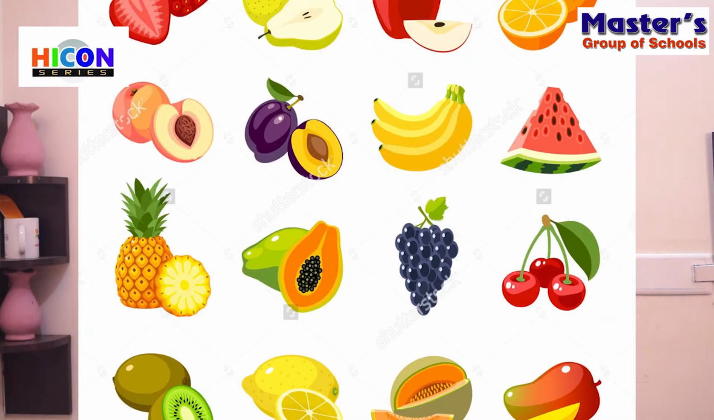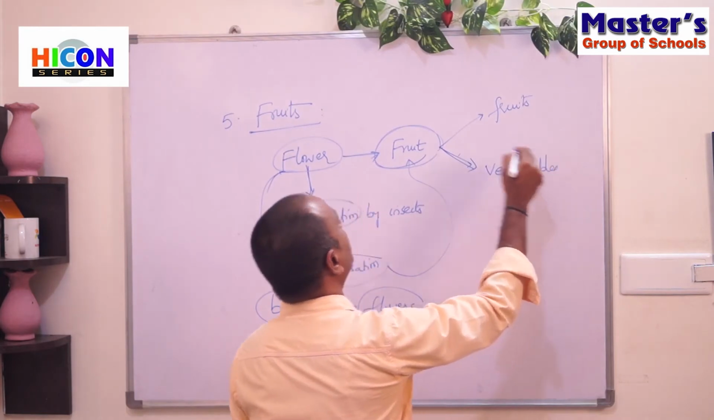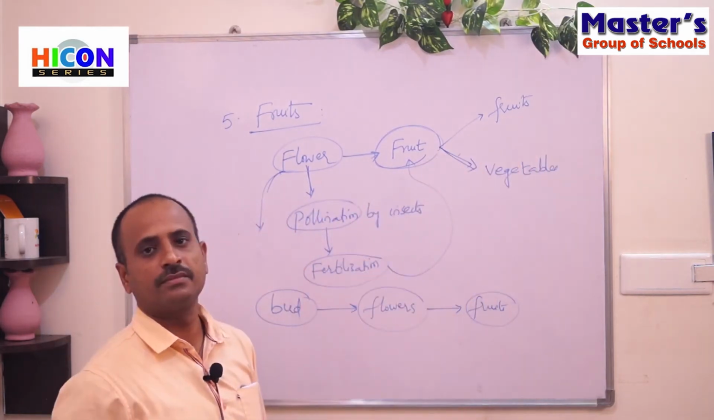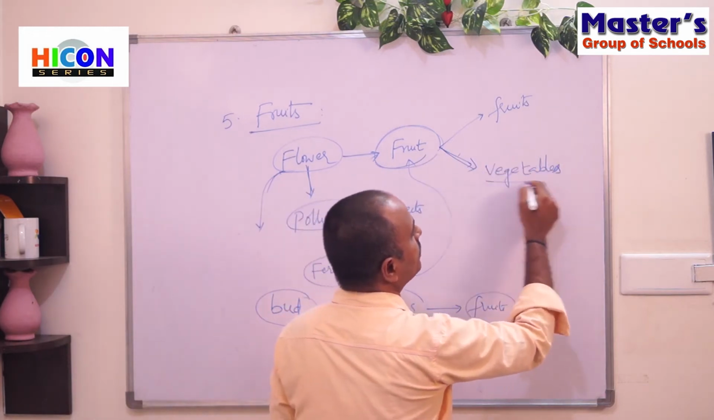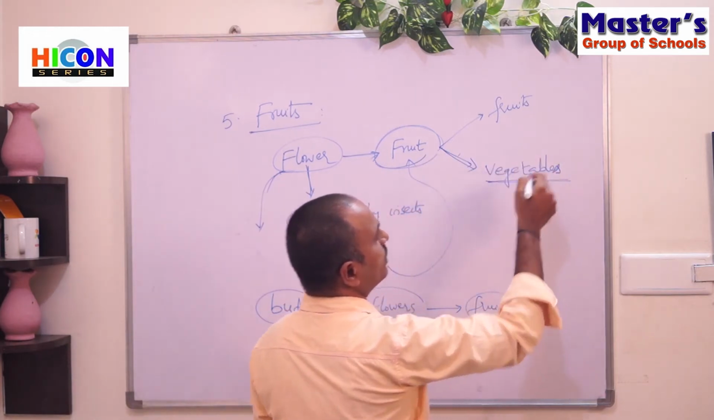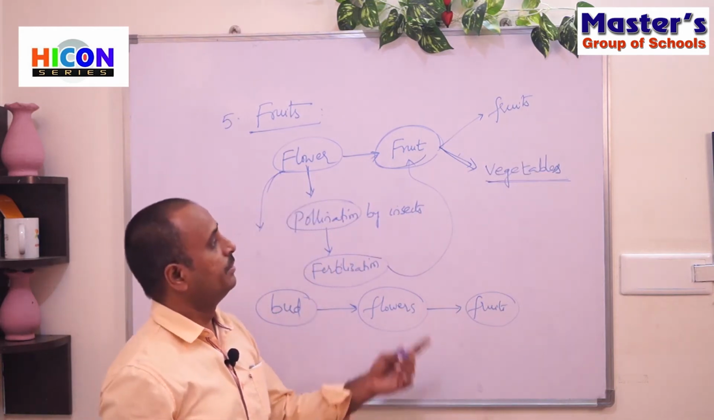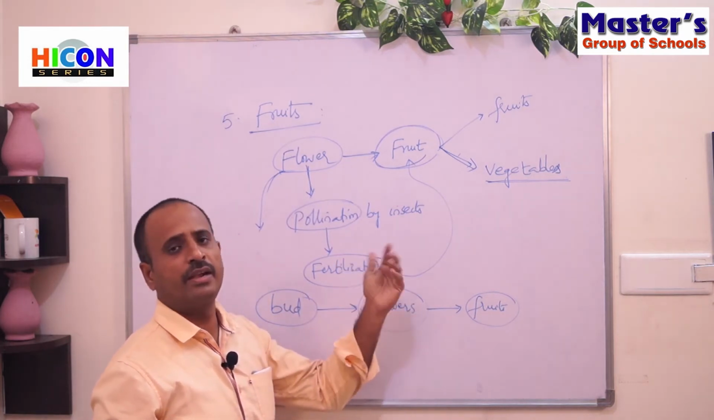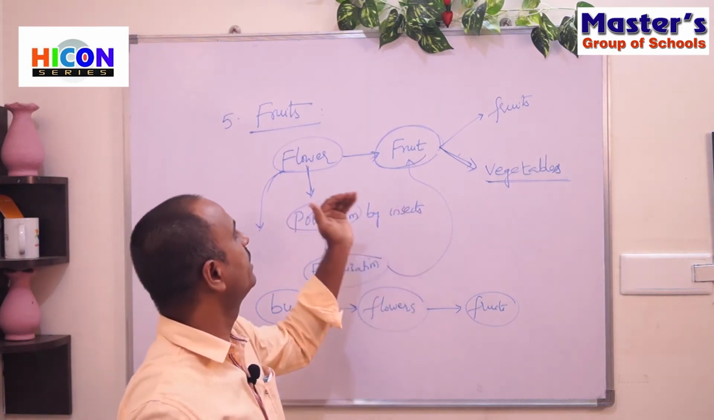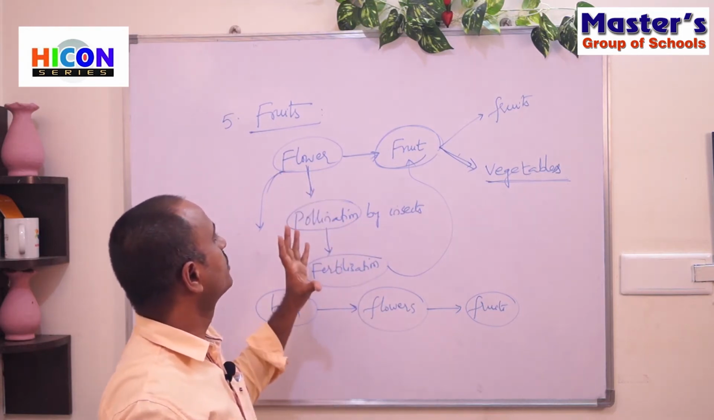And another type of fruit given by the plants is vegetables. Vegetables are also fruits given by the plants. Most of the vegetables, that means we have cucumber, bottle gourd, and bitter gourd. All these are vegetables, and potato and carrot too are given by the plants. So children, this is about fruits.